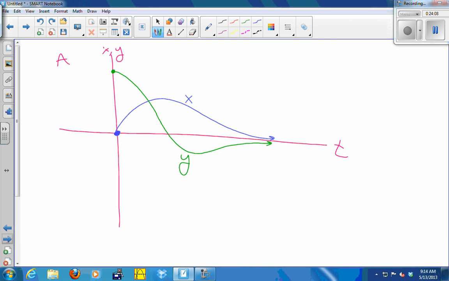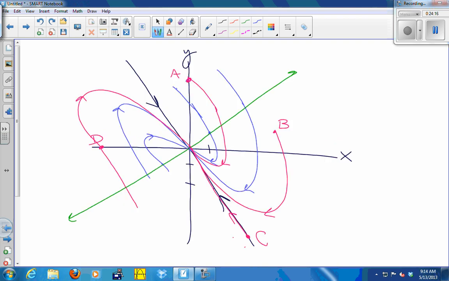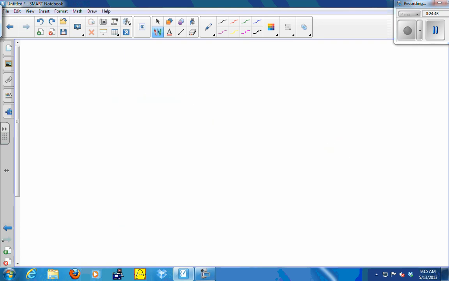Here, my x and y crossed each other because in my initial condition A, they cross the line y equals x. They cross twice. In B, they won't touch each other. So let's look at what happens with B.